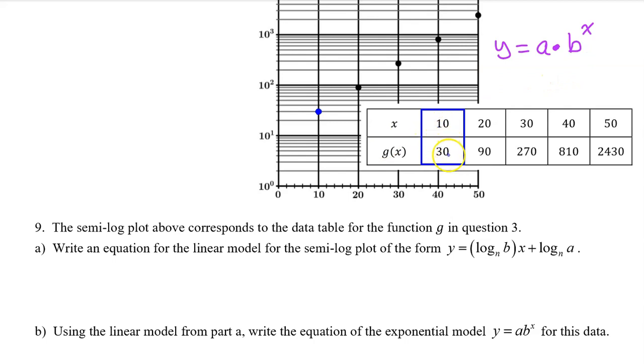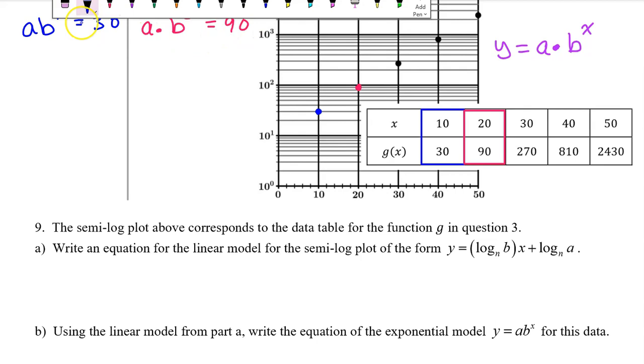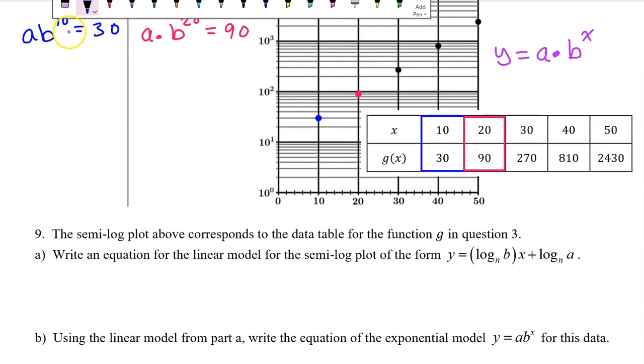Using this first input-output pair to write an equation, if we substitute the input value of 10 for x, we should get the output value of 30 for y. So we have a times b to the 10 power is equal to 30. In a similar way, the second input-output pair gives us the equation a times b to the 20 power is equal to 90. Now we need to solve this system of equations by substitution.